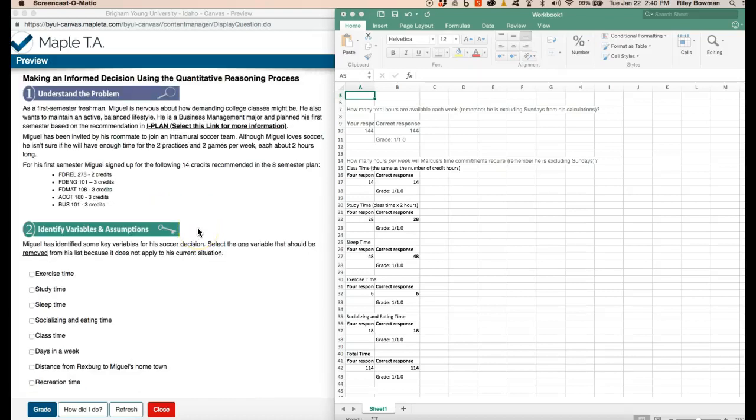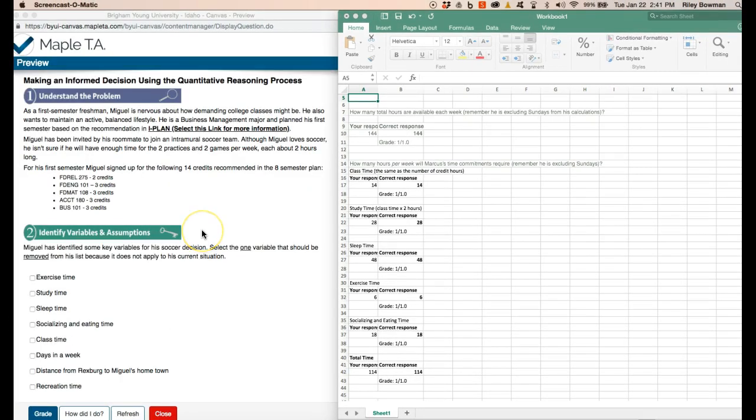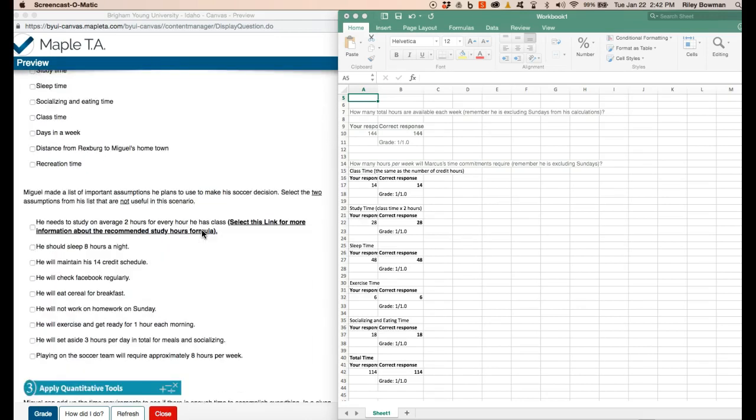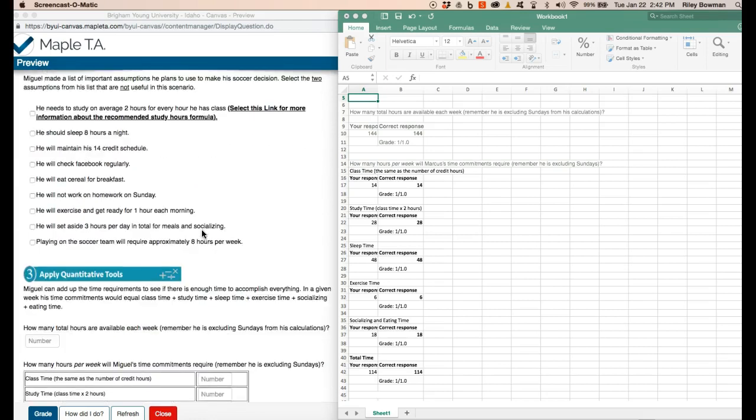This question is Maple TA homework lesson 2, question number 7. Hi, this is Maple TA lesson 2, question number 7, part 3. The question is how to do all of these calculations in Microsoft Excel.